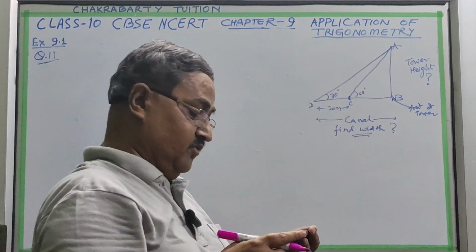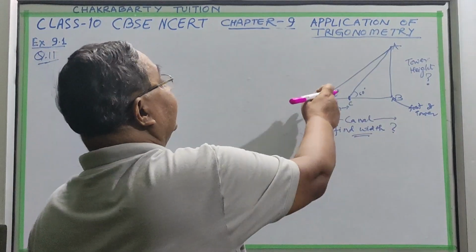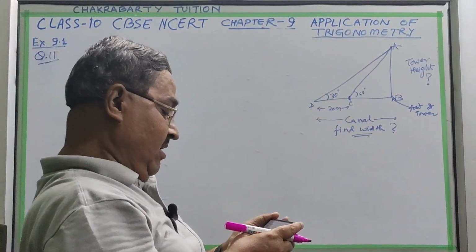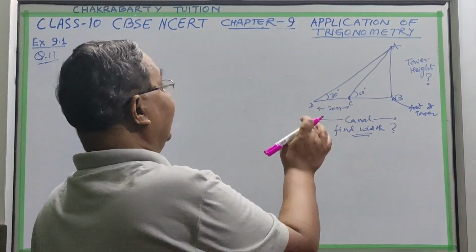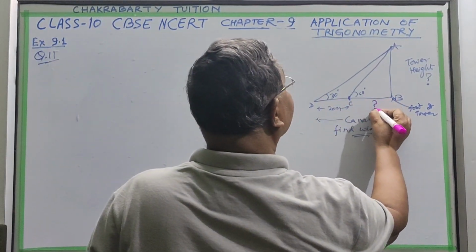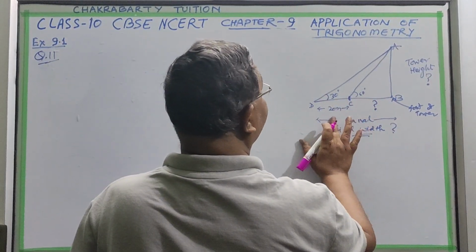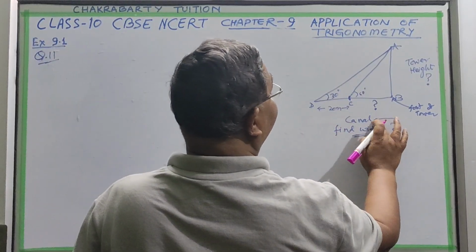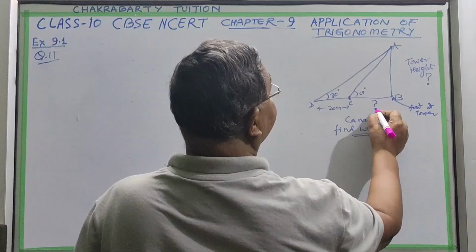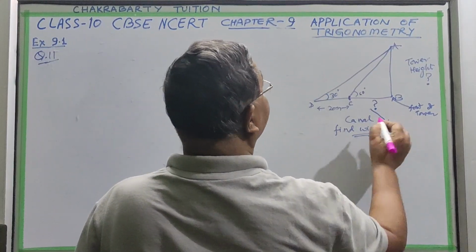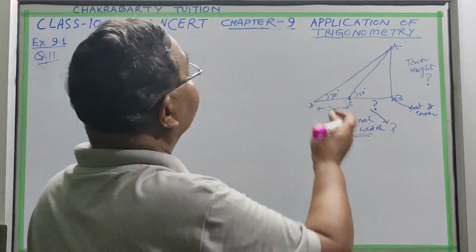The line joining to the foot of the tower is 30 degrees. From here it is 30 degrees. Find the height of the tower and the width of the canal. Means you have to find this, the canal width. Now we will start with tan.